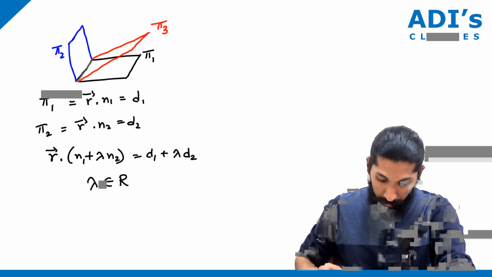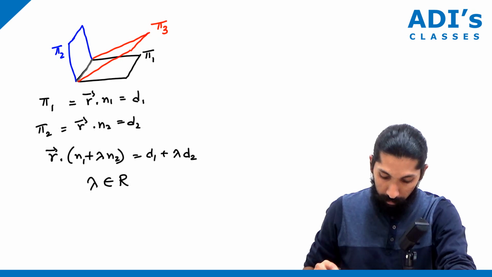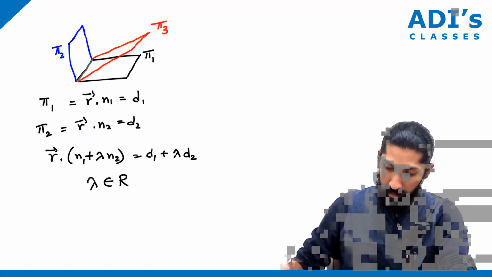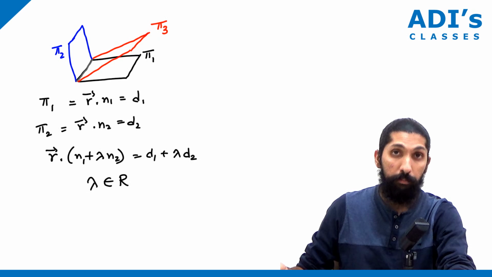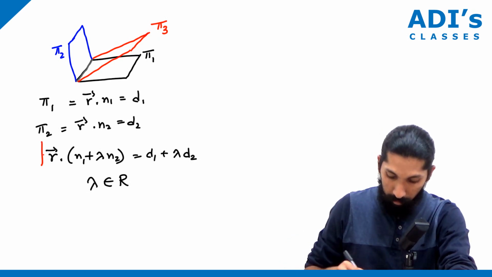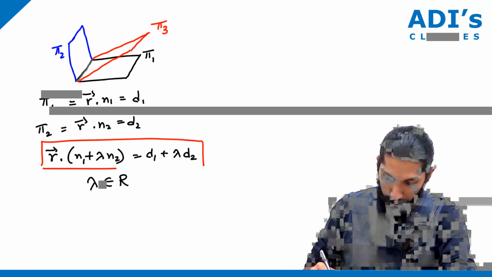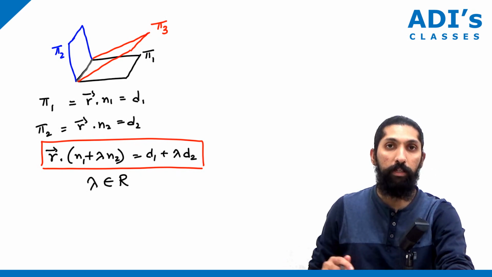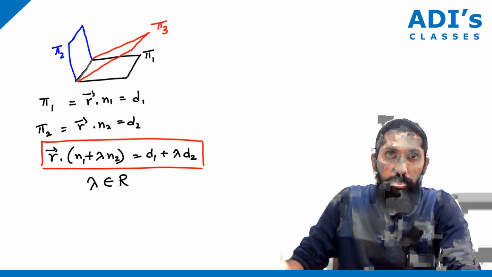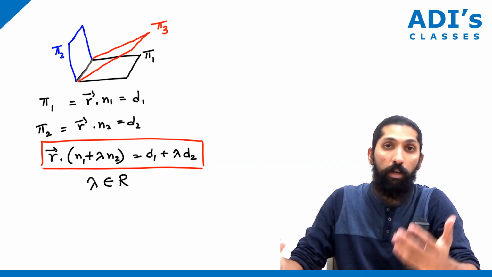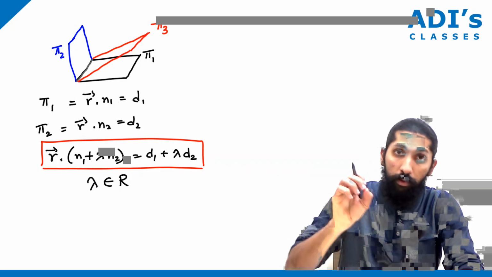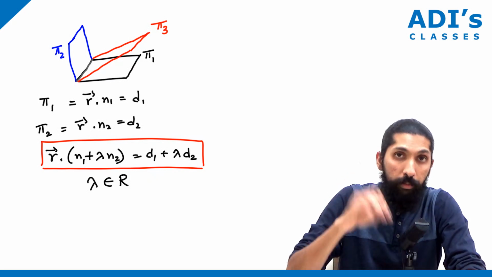Now, this particular value, r dot n1 plus lambda into n2, is going to give us the equation of the plane which is passing through the intersection of the two planes. Okay, now you might be thinking, how did we get this? Like, I randomly wrote something, how are we getting the value? Now for that, let's look at the logic behind this.